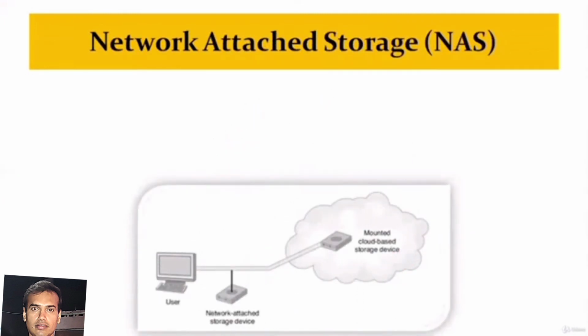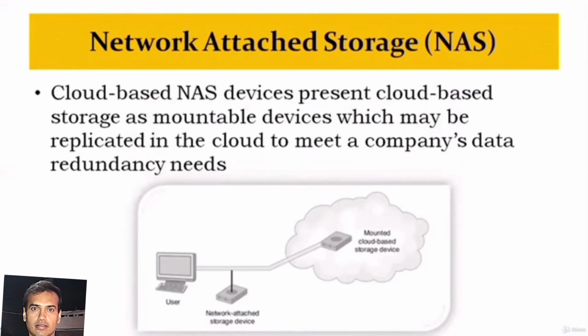Now we'll understand what the NAS is. NAS is network attached storage. These are devices present in the cloud-based storage as mountable devices, which may be replicated in the cloud to meet the company's data redundancy needs. So this is how the NAS devices are attached in between. This is your storage. This is a mounted cloud-based storage device, and this is a network storage device. That's what the NAS is. It keeps the copy of the data which is available on this storage device. It keeps the redundancy.